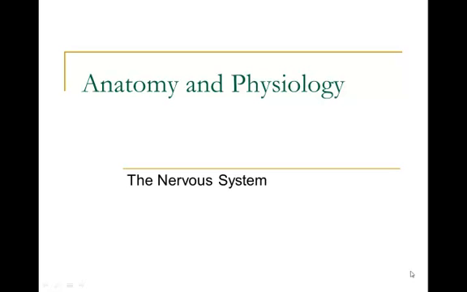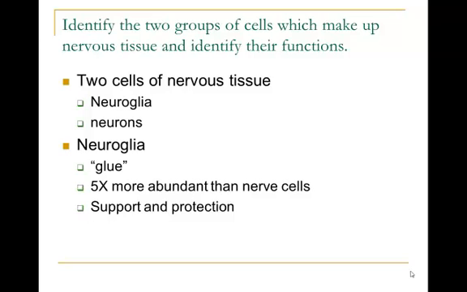CAM clip number 4. What we're going to start to look at now is the functional units of the nervous system. So we're looking at the cells. There are two types of cells, neuroglial and neurons. Neurons are the functional unit. That's the part that conducts and is irritable. And the neuroglial are the support cells.